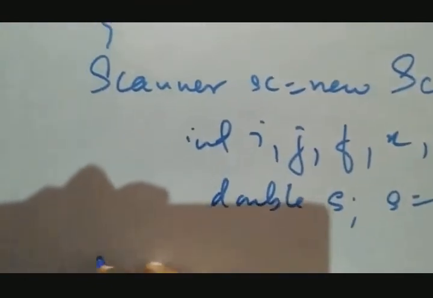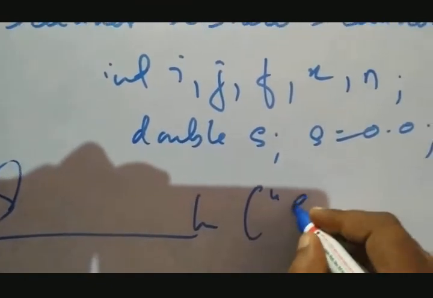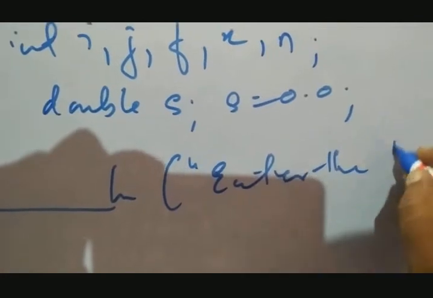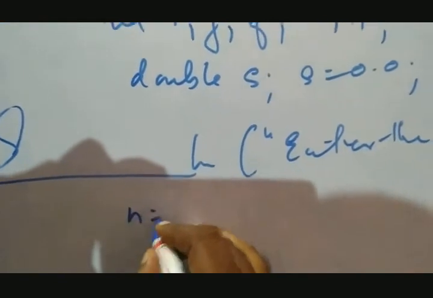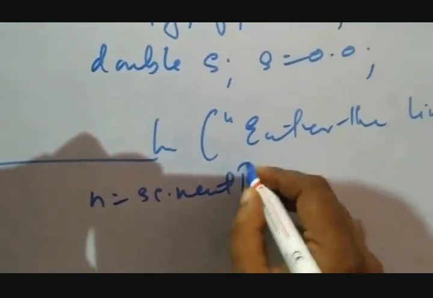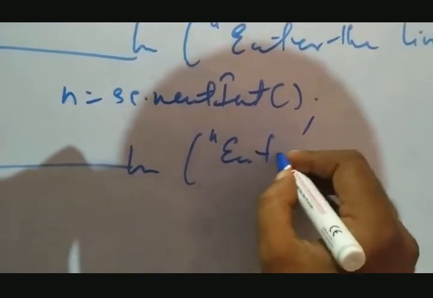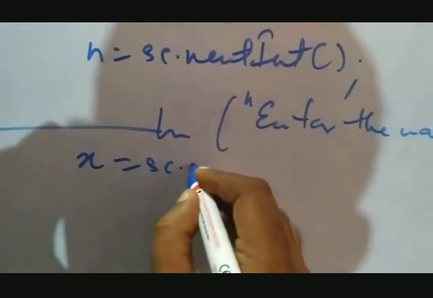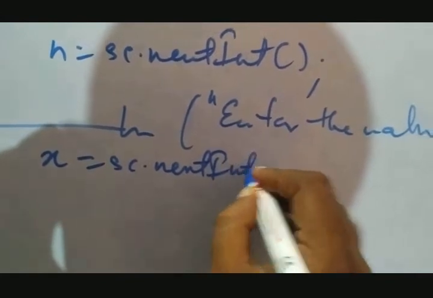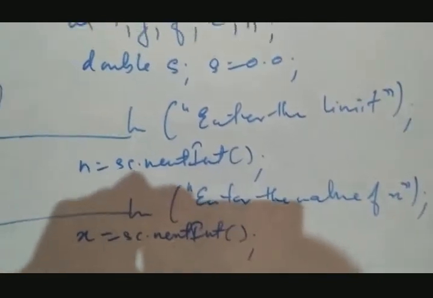Alright, now println: enter the limit. We go for the limit, n equals sc dot nextInt method, and then println: enter the value of x equals sc dot nextInt method. Alright, and now let's move on with the logic here.